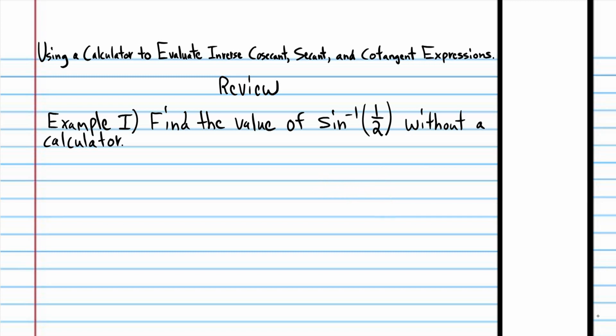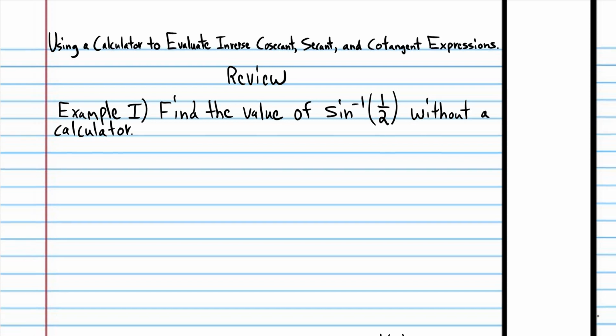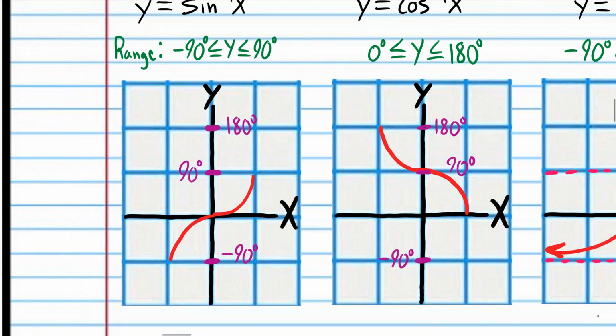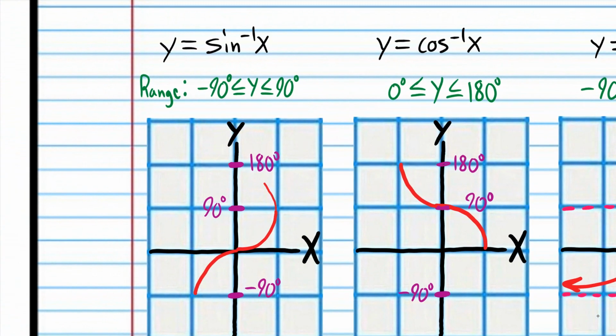But when you see an expression written on its own like this, and it's not an equation, it's just an expression, this is considered to be the output of a function, an inverse function. And remember, for every input that you insert in a function, you can only have one output. And that's why we have range restrictions. This is what the sine inverse curve looks like.